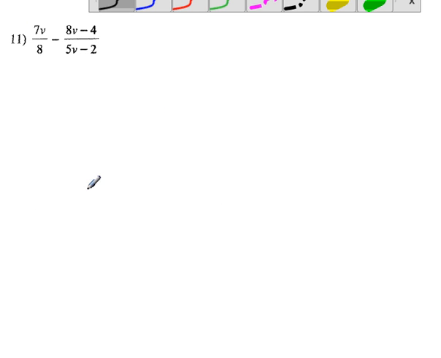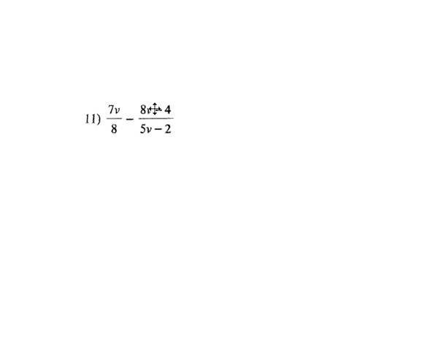Okay, the third to the last one is going to be way easier to model than the last one we just got finished with, because I have less going on. So you won't get lost in the translation here. My common denominator is going to be 8 times 5v minus 2. I can turn both of those fractions into that. So that's going to be what's underneath.